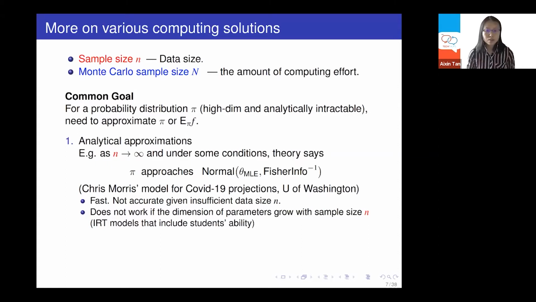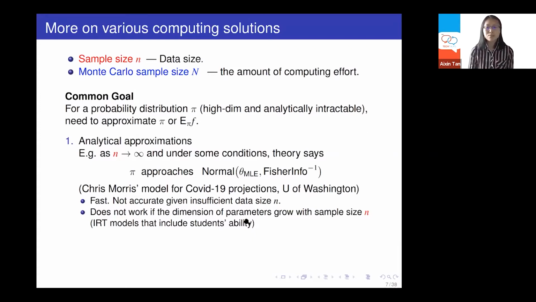Another requirement for this approximation to work is that the dimension of the parameters should be fixed when you collect more sample size. A counterexample, where that doesn't hold, is for example the IRT models, where you include students' ability. As you collect more students, you have more parameters, more student abilities to estimate as well. So you will have to use some strategy to integrate out student ability before you can do approximation using this type of computing method.